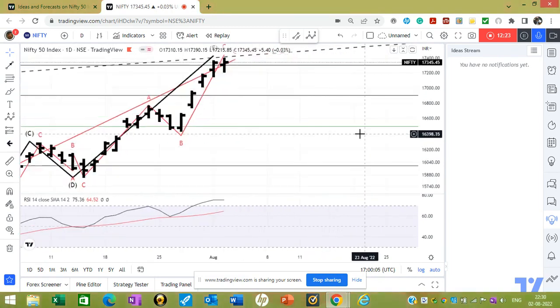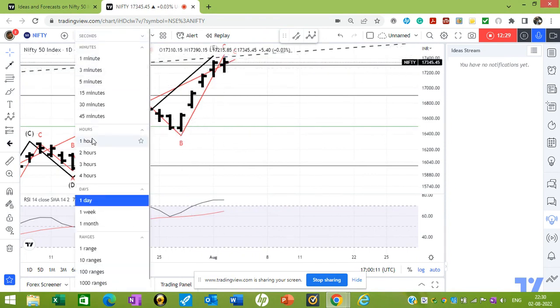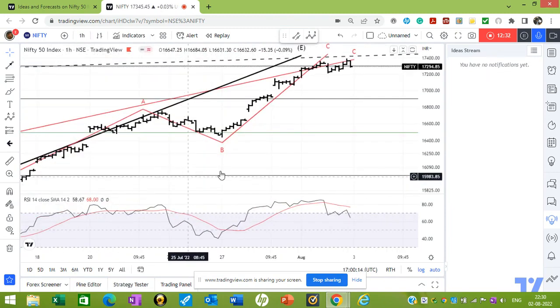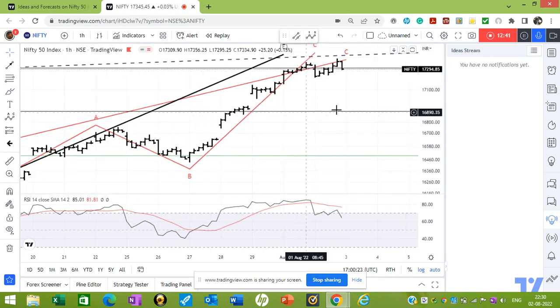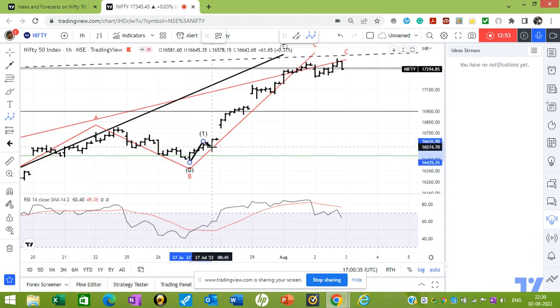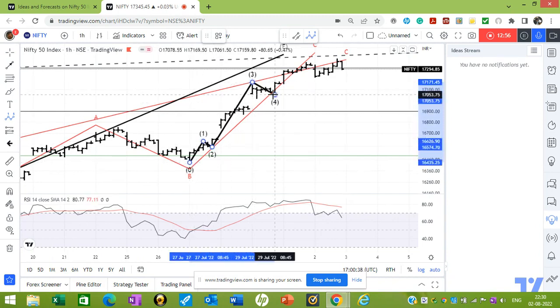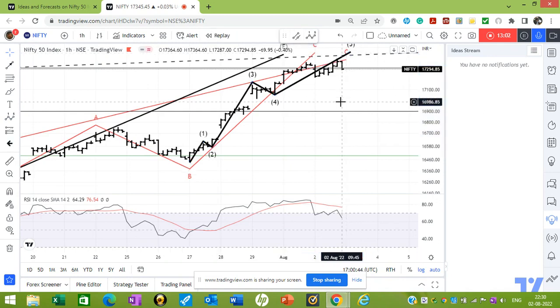So if I dissect this wave and look at it on an hourly chart, this wave. If I have to mark five waves in the up move here, then how do I do that? One, two, this whole thing is three, four, and this would be five. Because a gap up generally happens in the third wave.